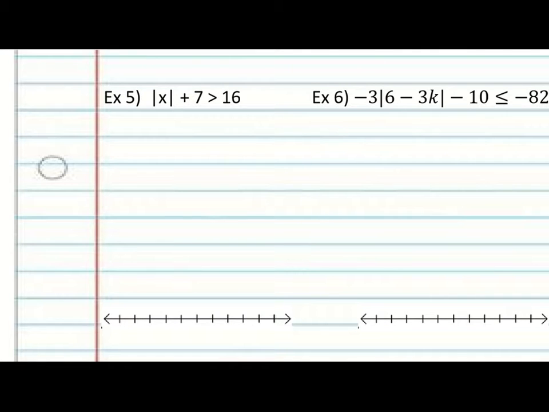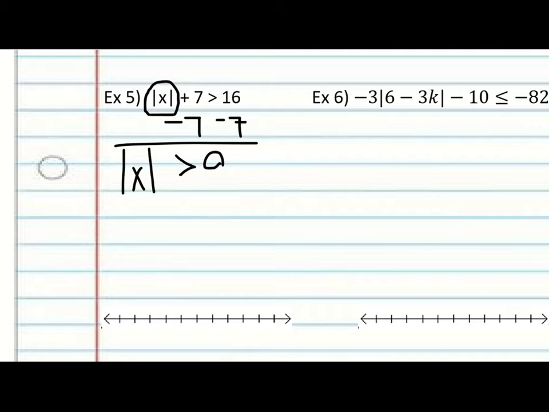Our fifth example says the absolute value of x plus 7 is greater than 16. So what we want is the absolute value to be all by itself on one side of the inequality. In this case, there's a plus 7 with it, so I need to subtract 7 on both sides. So I'm going to have the absolute value of x is greater than 9. Once the absolute value is by itself, I'll set up my two inequalities. I'll say x is greater than 9, and I will also say x, flip the symbol, is less than the negative of that, so negative 9.